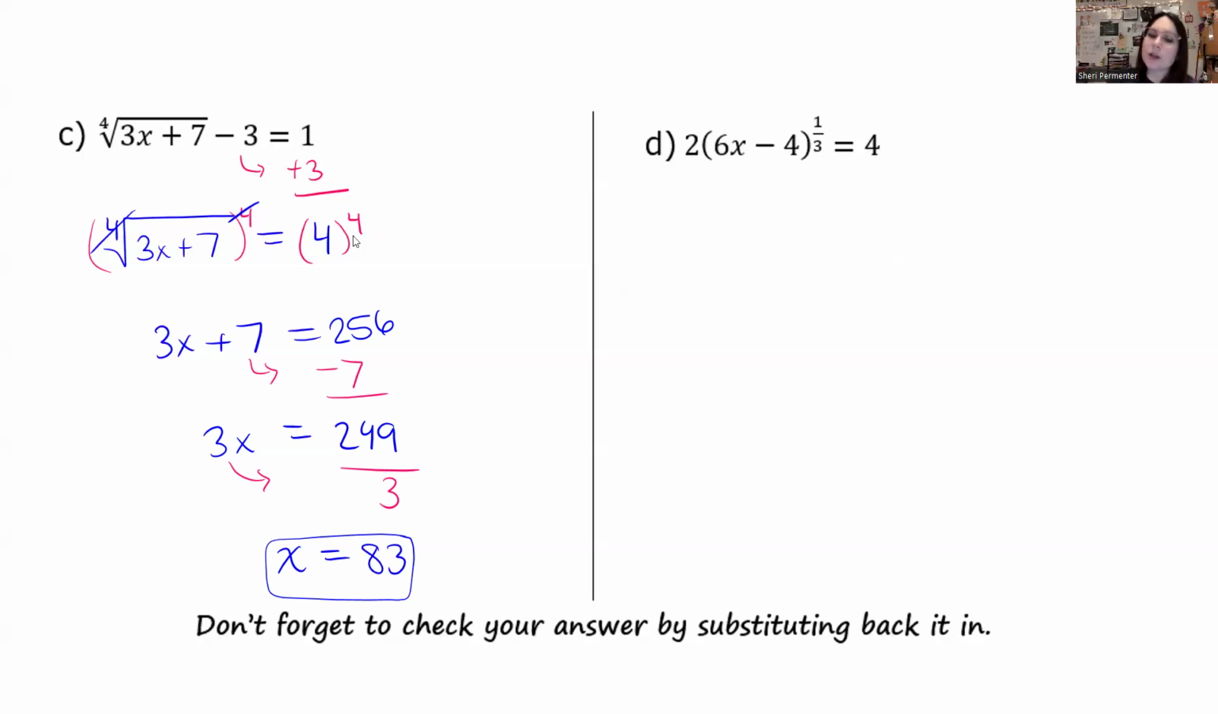And we just have one more problem. So the last problem that we're going to do, and then you can get started on your homework. The last problem that we're going to do, you have to first get rid of multiply by 2, and the inverse of multiply by 2 is divide by 2. So we have 6x minus 4, all raised to the 1/3 power. 4 divided by 2 is 2.